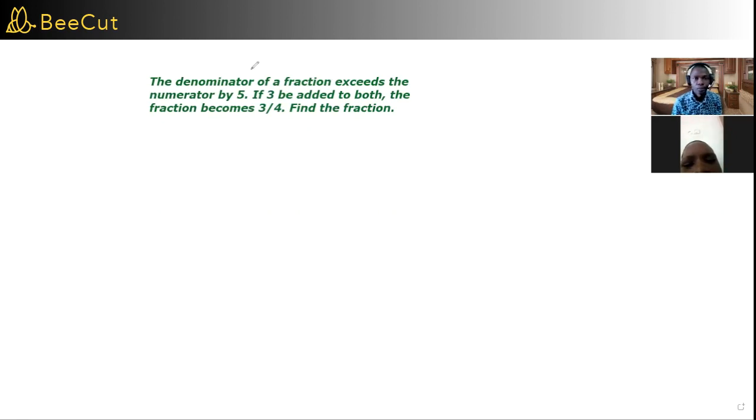One thing you need to do looking at this kind of question is to interpret it. What are you looking for? I'm looking for a particular fraction. So what do you think a fraction should be like? Like a over b, or x over y? Yes, sir, something over something. Okay, now what is the denominator, what is the numerator according to the question? It says the denominator of a fraction exceeds the numerator by 5.